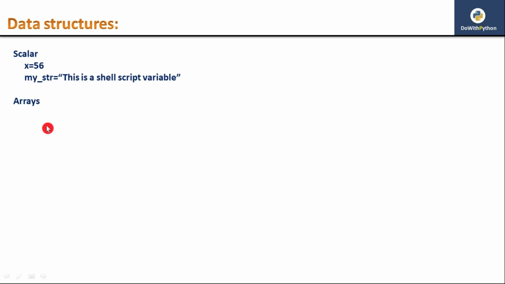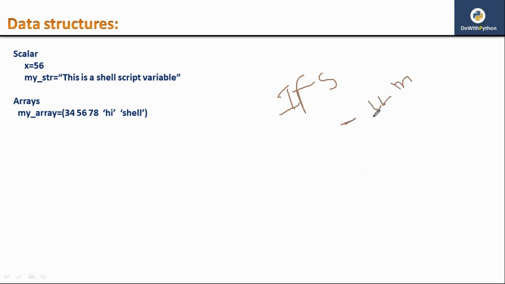Basically an array is nothing but a collection of data, more than one data, simply. But in shell script, if you want to define an array, you have to follow this. My array equals parentheses, inside that you provide your list of data, but each data should be separated by a space, because the default internal field separator in shell script has first preference for space, then second preference for tab, then third preference for new line. So by default space is the separator to separate any two values.